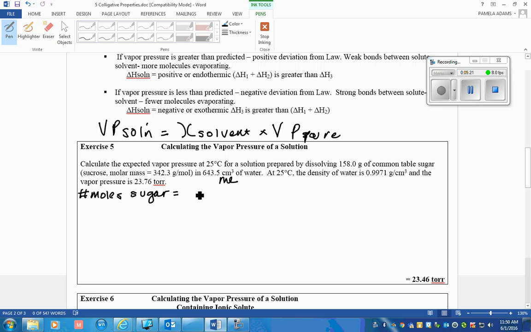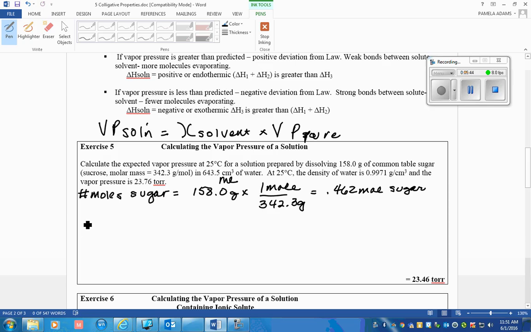are equal to 158.0 grams, and 1 mole of sucrose has a molar mass of 342.3 grams. That will give us 0.462 moles of sugar.